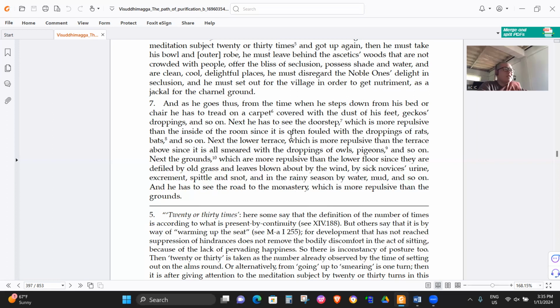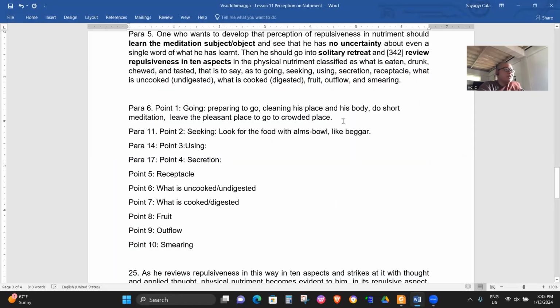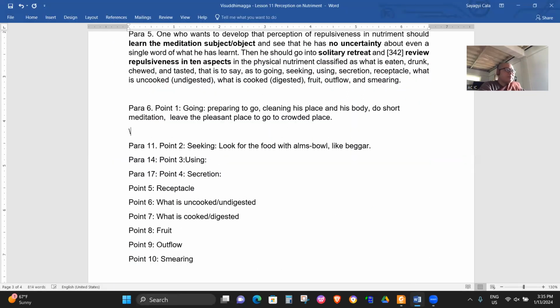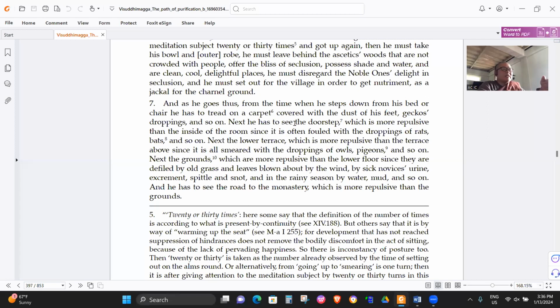Condition on the environment, right? Yes. Okay. So what you're trying to say in this paragraph 7 is that he has to step on the dirty place, dirty ground, because his place is so nice and clean, right? A pleasant place. Now, in order to go for the food, he must go to the village. And ascetics at that time didn't wear shoes. So with their bare feet, they step on the droppings of animals and so on.